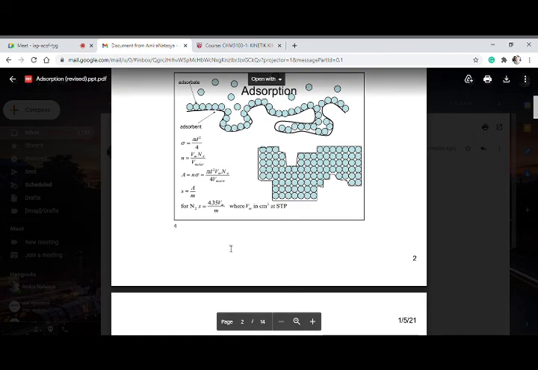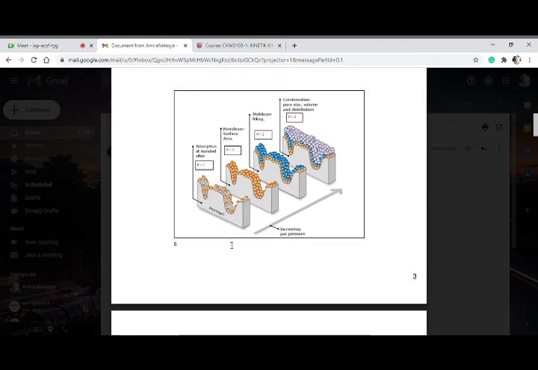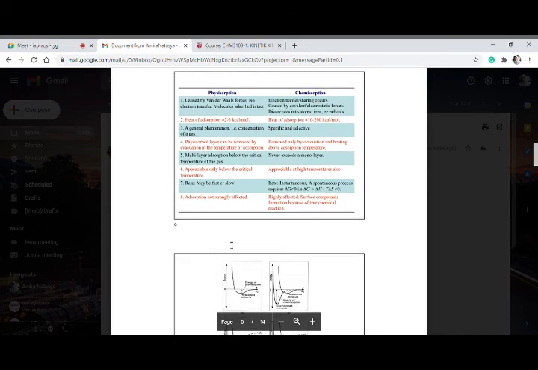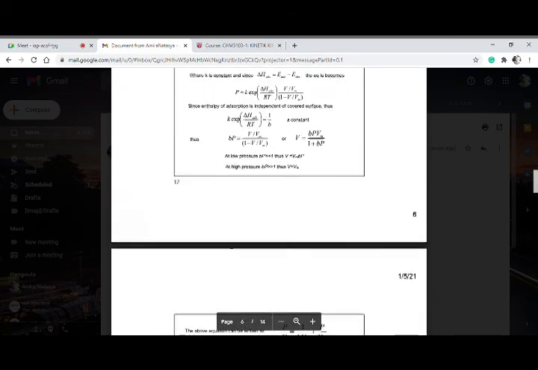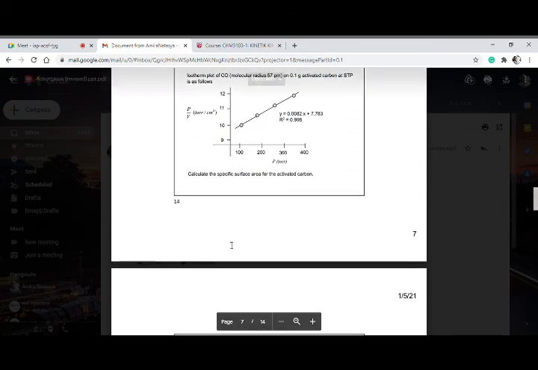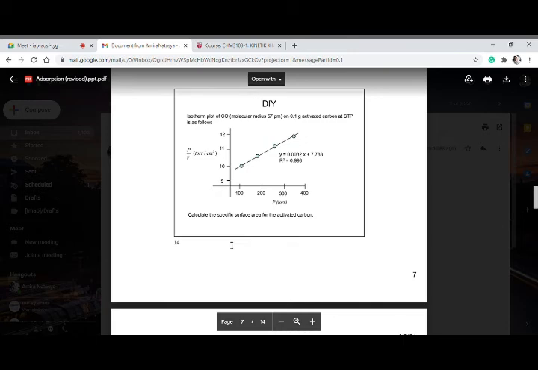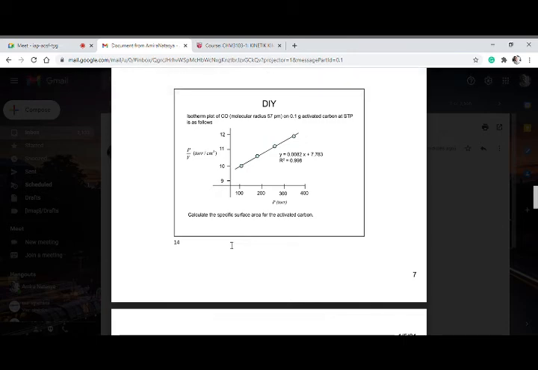But this is done normally for the pressure or the relative pressure around 0.3, where C is very large, right? C is more than 100. But if C is less than 80, you could get large error. So it is not recommended to use 1 point if C is less than 80. If C is more than 100, it is good.